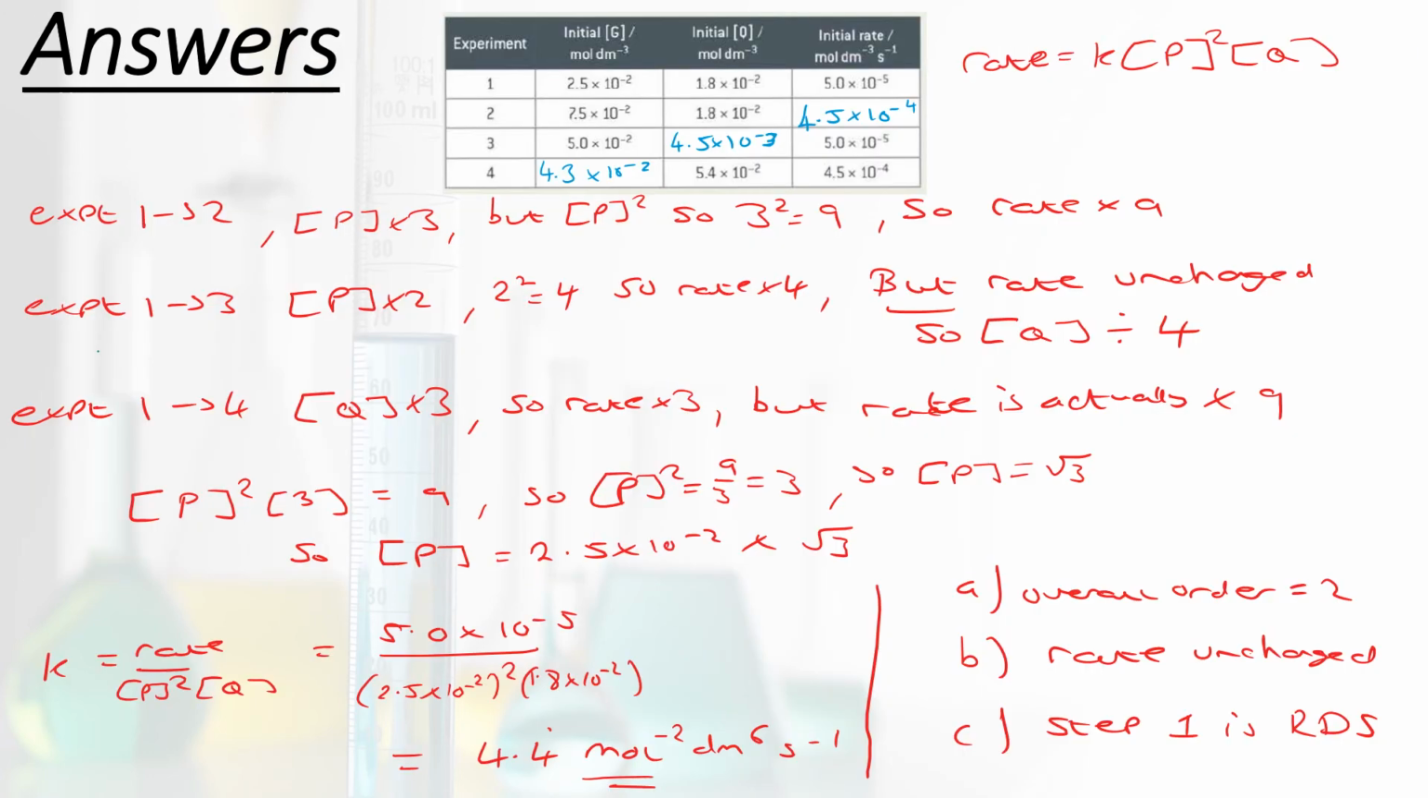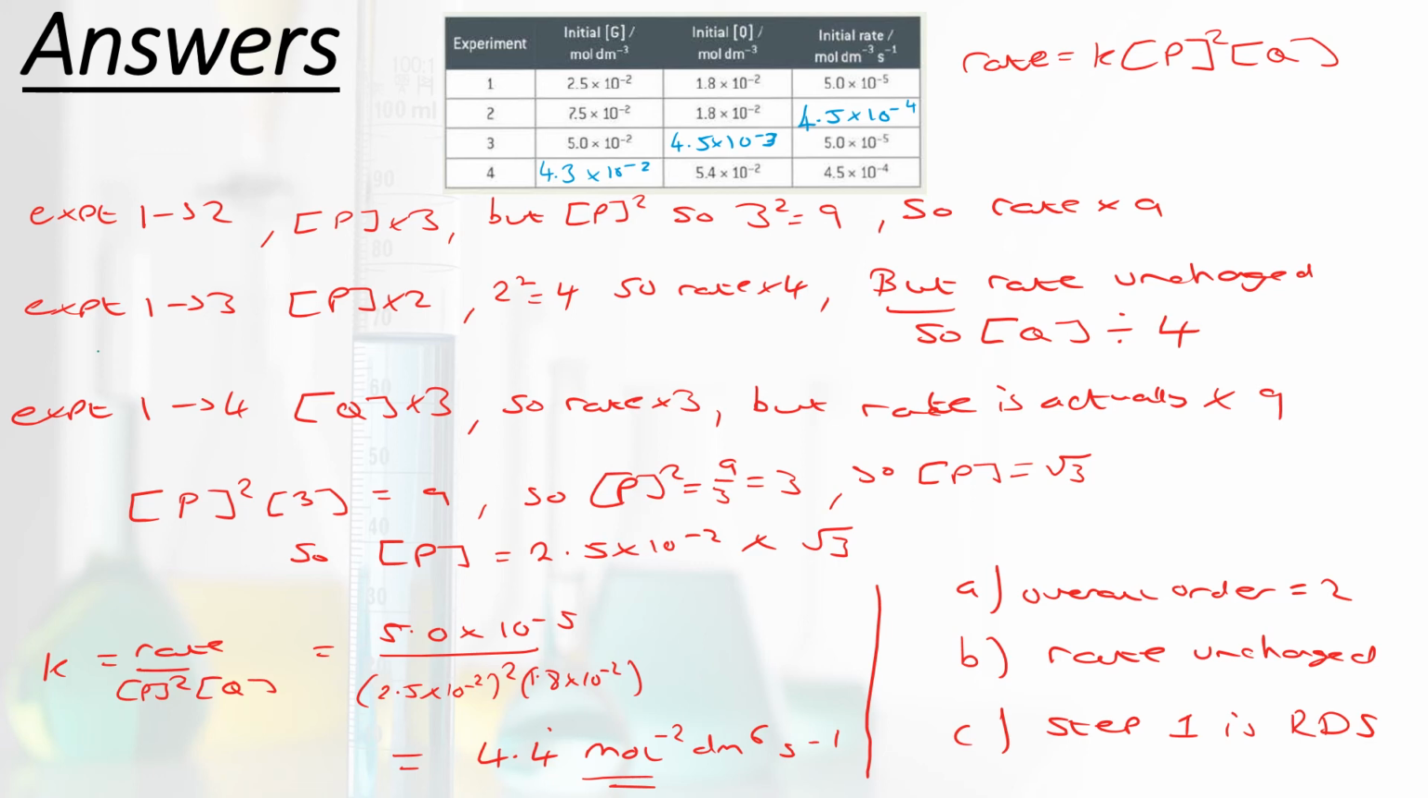So, the answers, starting with the question that was on the left, we have gases P and Q reacting together to form R and S. And we were told that we had a table here of initial concentrations and initial rates. This is an initial rate experiment that's been done, changing one of the two concentrations while keeping the other constant and seeing how the rate varies.